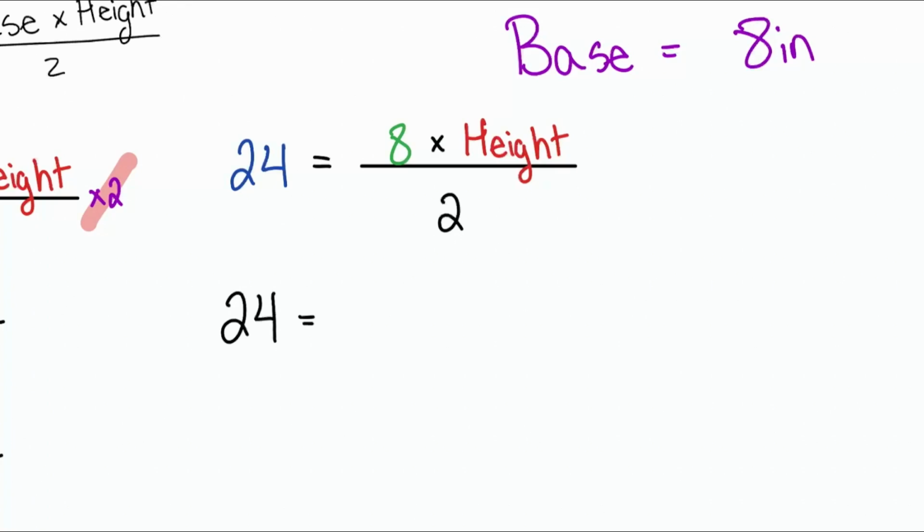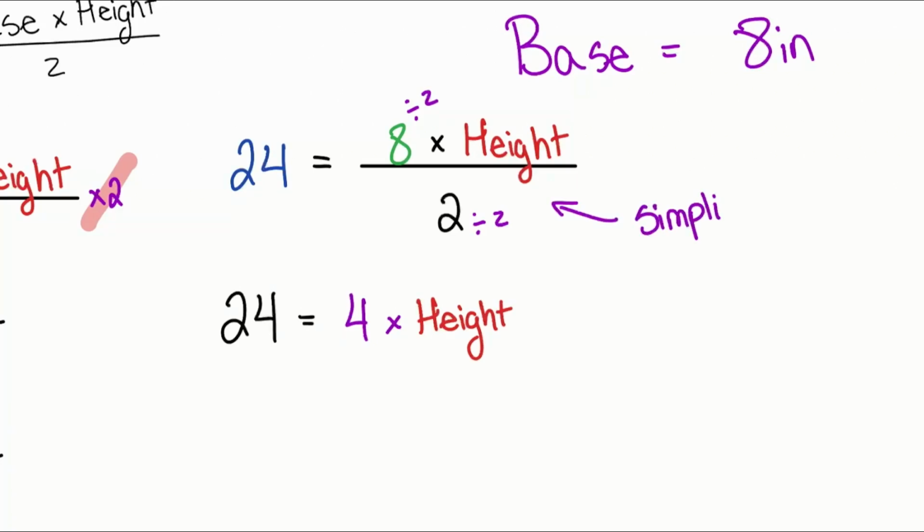Everybody, what is 8 divided by 2? Yeah, that's going to be 4. If I divide the 2, we notice that this is going to turn into 4 times the height. All we did was simplify first. We simplified first. And once we simplified, everybody, we're going to divide both sides by 4.